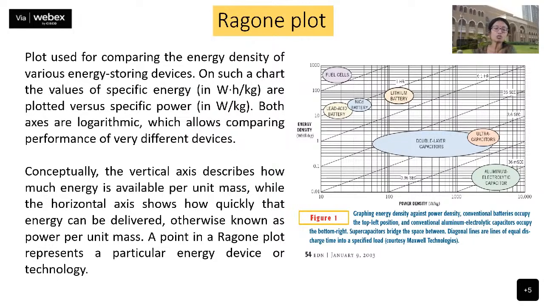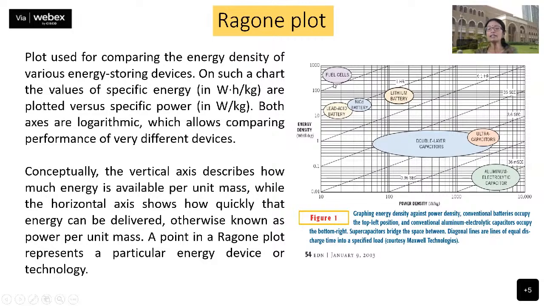It is the plot which is used to compare the energy density of various energy storing devices. On such a chart, the values of the specific energy, given in watt-hour per kg, are plotted versus the specific power, given in watt per kg. The power density is along the x-axis, and the energy density is along the y-axis.